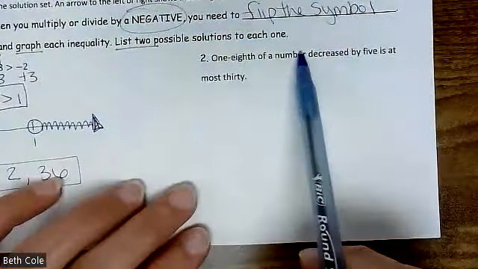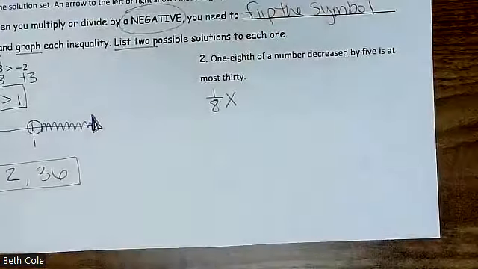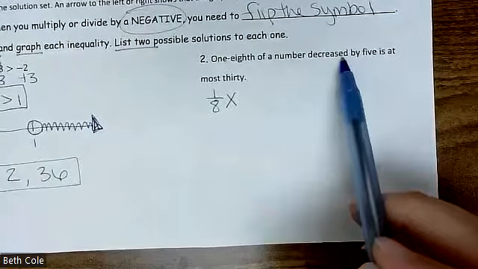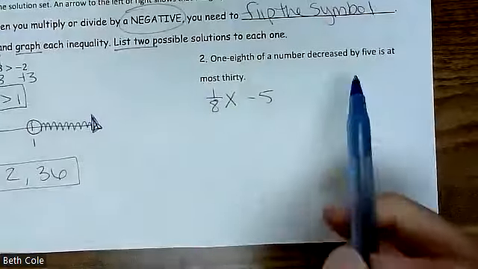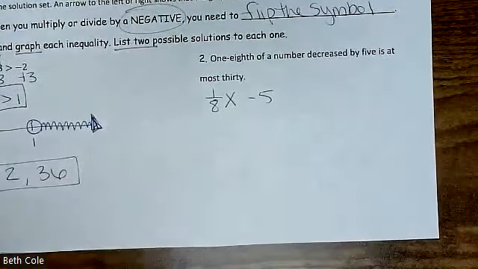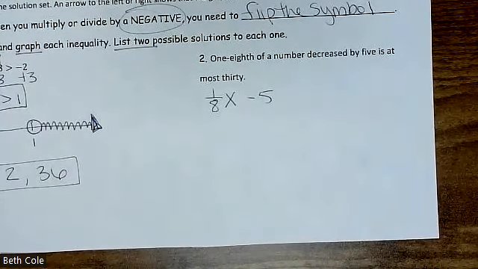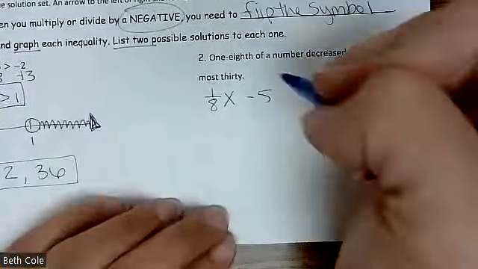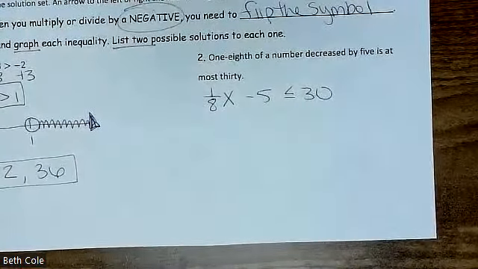Okay. 1/8 of a number. So you're going to write 1/8 x, 1/8 of a number. It says decreased by 5. So what are we going to write next? -5. Good. Now, this is where it's tricky. Is at most 30. So if something is at most 30, it would be 30 or, and there will be an equal to or less. Okay, so less than or equal to 30. That's like if you can have at most 30 of something, you can have 30 or less.